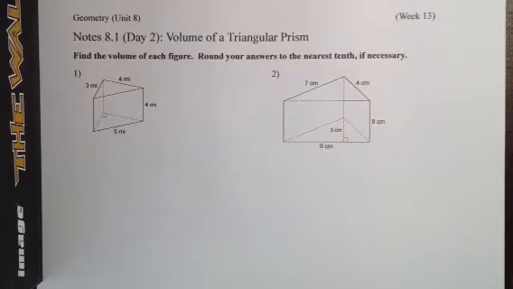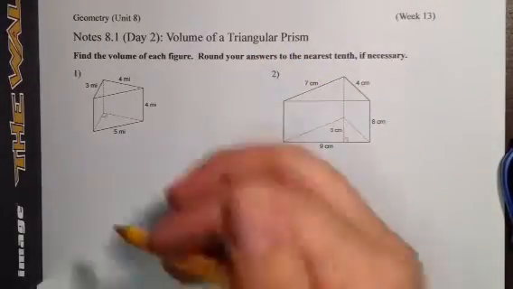Don't forget, this is day 2 now of section 8.1. This time we're going to find the volume of a triangular prism. This is pretty much the same as what we did with the rectangular prism, except now our base is going to be a triangle. So whenever you have a triangular prism, your base is automatically the triangle.